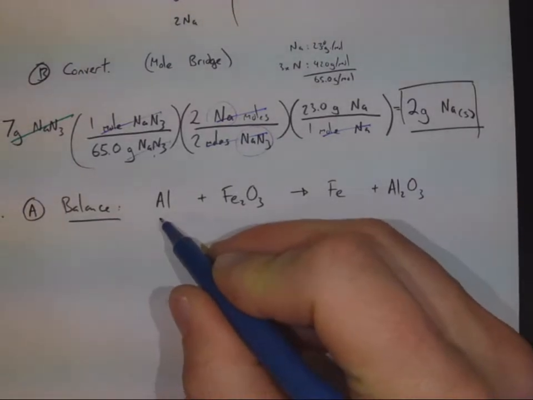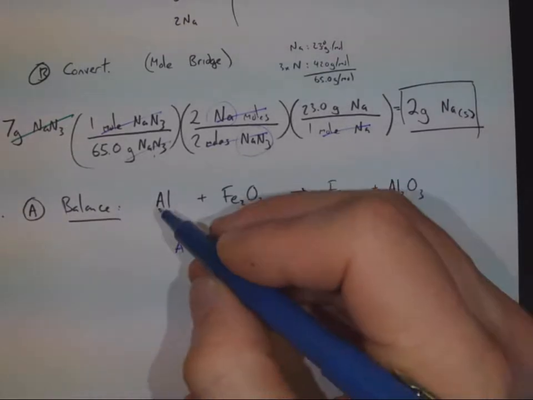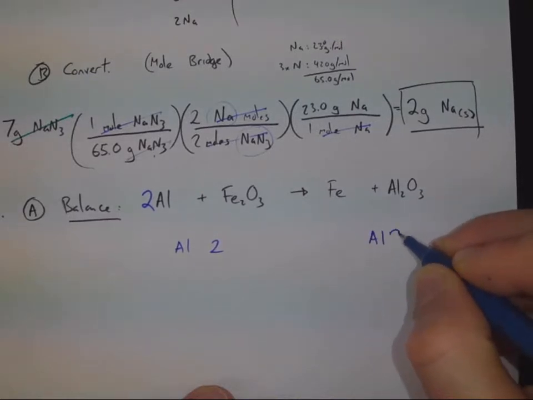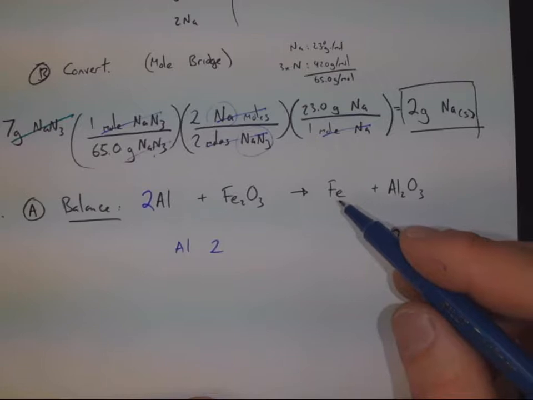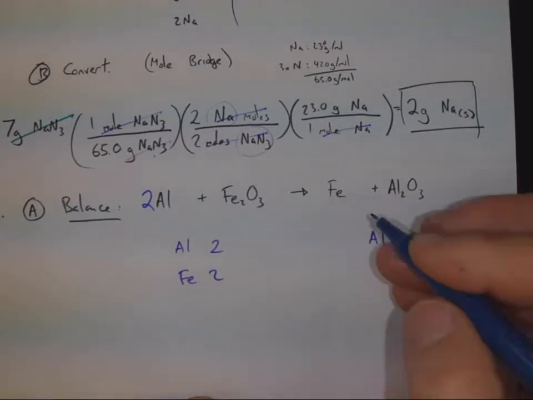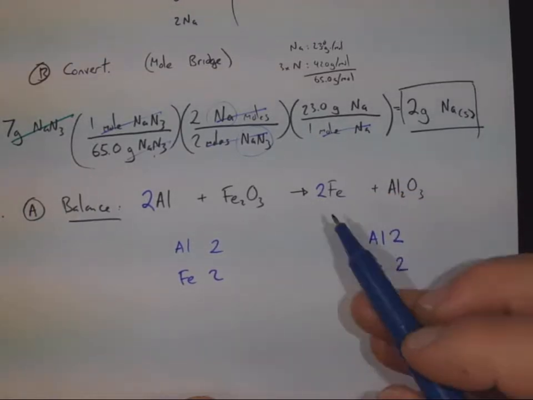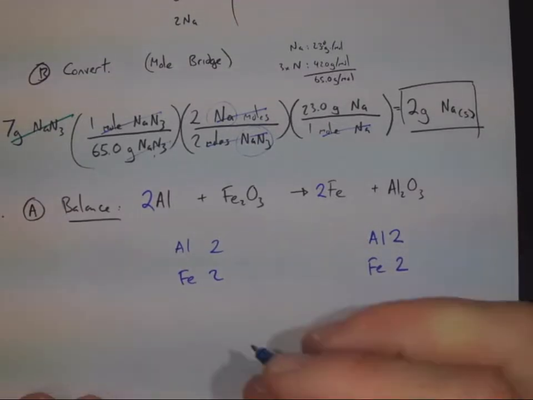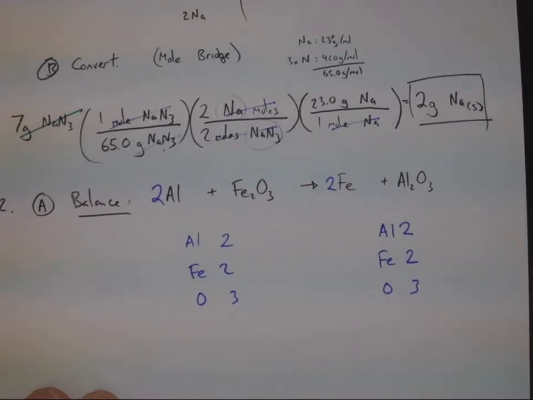I'll start with aluminum. There's 1 aluminum here, but there's 2 on the right-hand side, so I'm going to put 2 here. So there's 2 aluminums on each side. Now irons, there's 2 on this side, and I've only got 1 here, so I'm going to put a 2. So now I've got 2 irons as well. Looks like I've got 3 oxygens on each side, so actually now I'm balanced. That was pretty painless. And we're done. All right, cool.